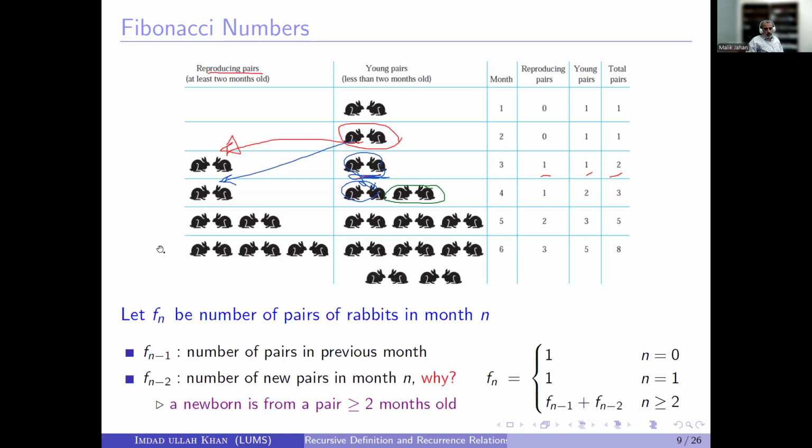So moving forward, if you keep on looking at this, with every month, our number of young pairs and reproducing pairs will keep on moving around based on the conditions which we saw, and we will be able to compute the total number of pairs. The total number of pairs over here essentially represents Fibonacci numbers, which are growing with every month. In the first 2 months, they were 1, 1, and then the 2 was computed by the sum of those 2 pairs. Then 8 is computed by the sum of the total number of pairs in the previous 2 months. So that essentially defines Fibonacci numbers.